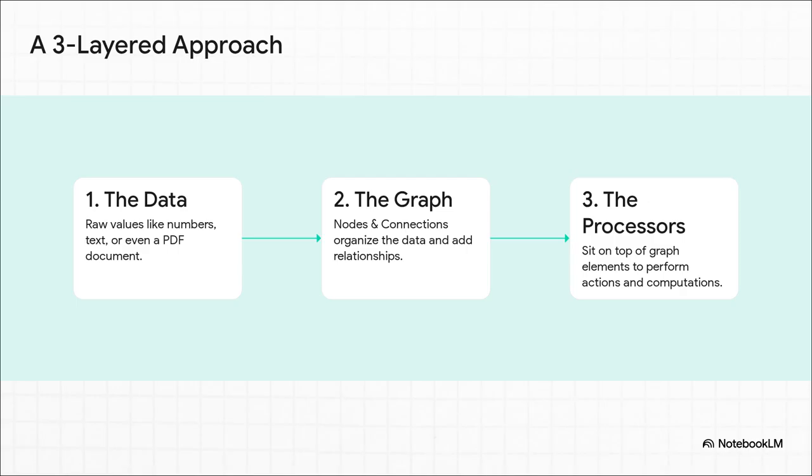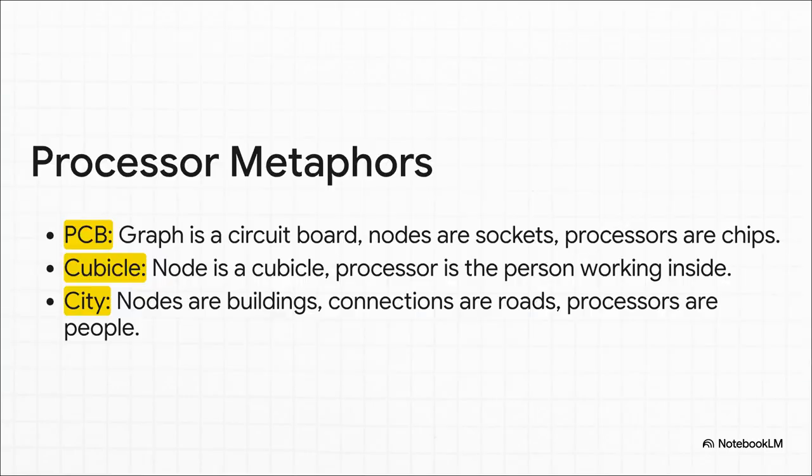The best way to think about it is like a three-layer cake. The bottom layer is just your raw data, numbers, text, whatever. The middle layer is the graph itself, the nodes and connections that give that data structure and relationships. And then the top layer, the icing on the cake, that's the processors. These are little bits of logic that you attach to the nodes and connections to make them actually perform actions. To really make this click, let's use a few metaphors.